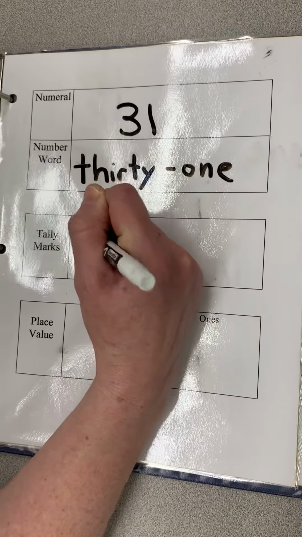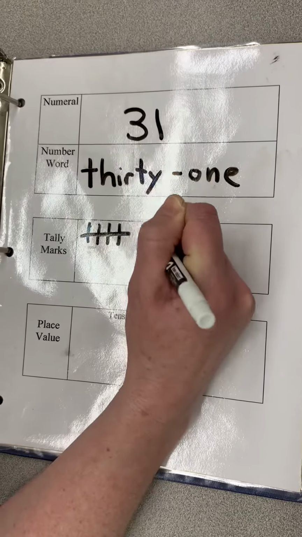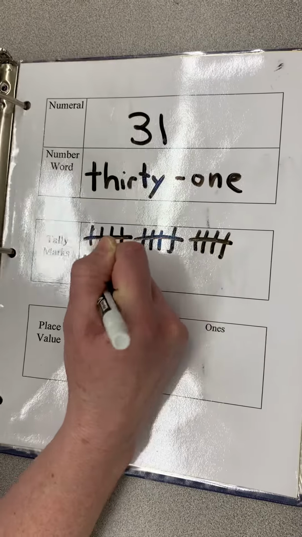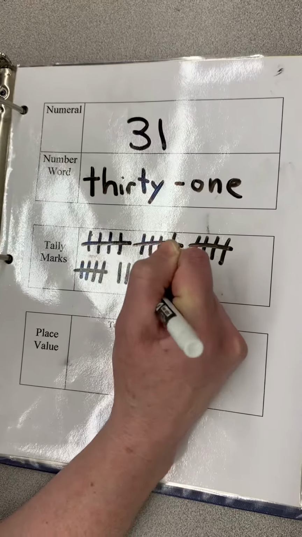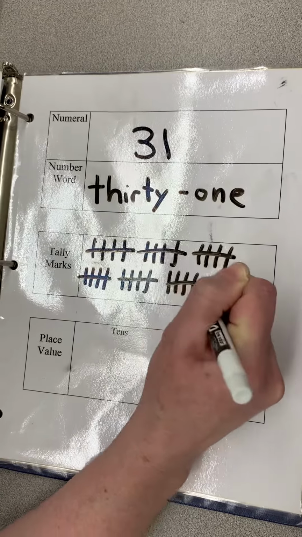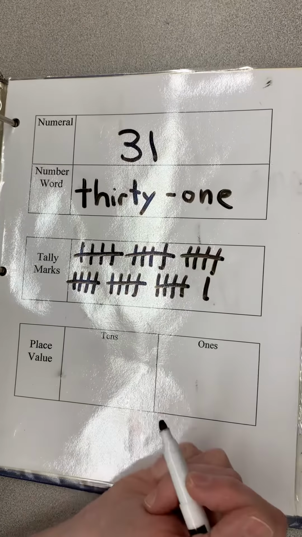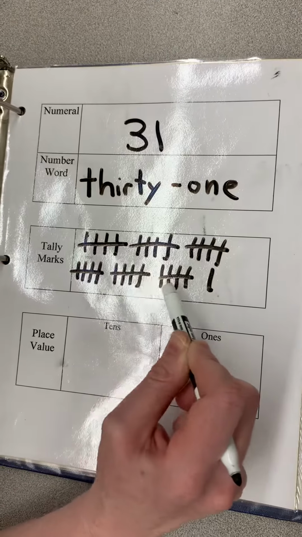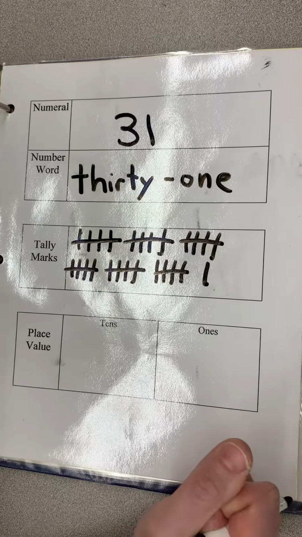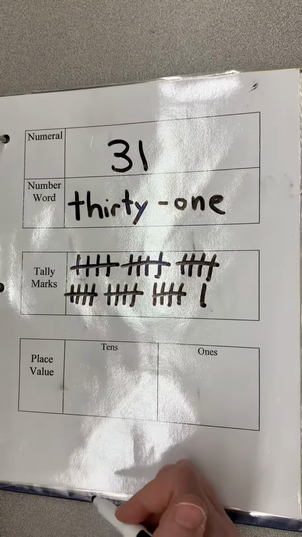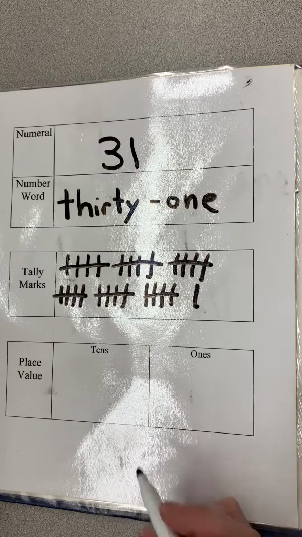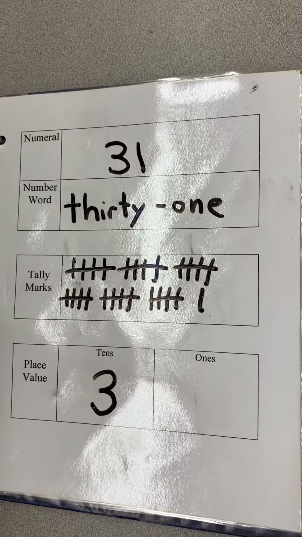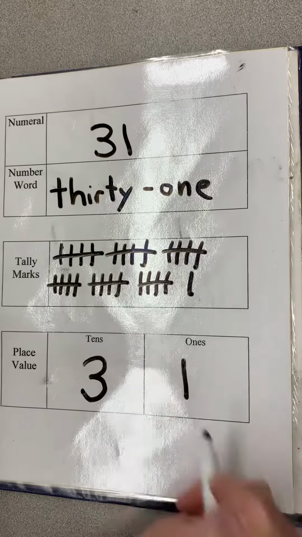So here we go. 1, 2, 3, 4, 5, 6, 7, 8, 9, 10, 11, 12, 13, 14, 15, 16, 17, 18, 19, 20, 21, 22, 23, 24, 25, 26, 27, 28, 29, 30, 31. Then have your child count them for you. Ready? 5, 10, 15, 20, 25, 30, 31. Then tell them to show you how to do that with place value. So for 31, what number do you make in the 10 spot? They should write down a 3. What number do you put in the 1 spot? They should write down a 1.